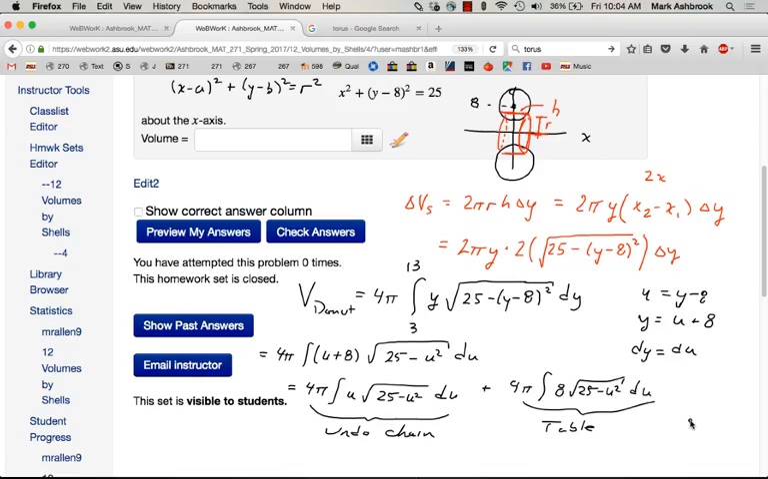Yes, sir? Square root of 25 minus u squared. Yeah, so there's trigonometric substitution, but we never did that, and we just used the table instead. So in terms of what we did, that would be a table integral.